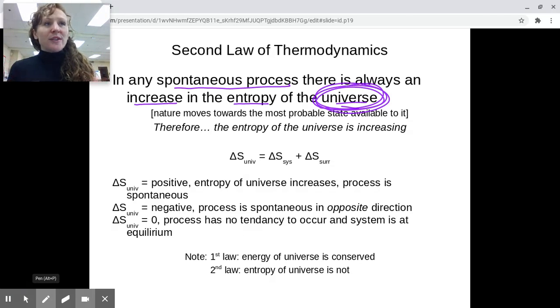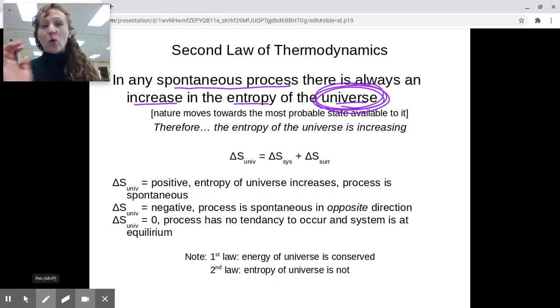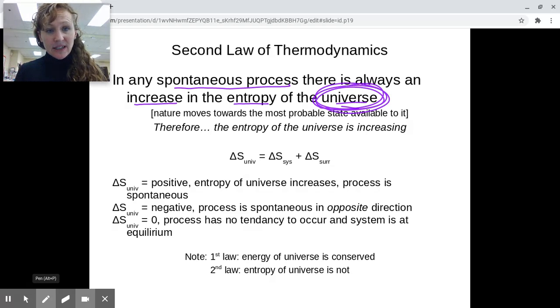Again, this is like a summation of everything we talked about in the last video. Nature moves towards the most probable state available to it. So if disorder has a whole bunch of states and order has one, then nature is going to move towards disorder, towards the many probable states of disorder, not the one probable state of order. So therefore, because nature moves toward the most probable state available to it, entropy of the universe is going to be increasing when we're talking about a spontaneous process.